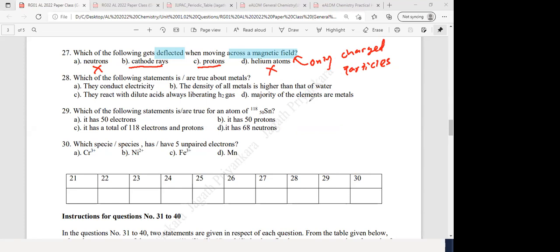Right. Then question number 28. Which of the following statements is true about metals? About metals. I'll erase the screen. So 27 answer is cathode rays and protons. Only charged particles will show deflection. 28, who can put the answer?